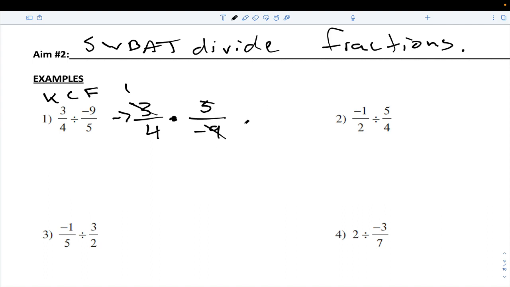Corbin, off task. Pencil on paper. We're going to cross cancel and end up with 1 times 5, 5 on the top. 4 times -3 is -12. That is as simple as it gets.